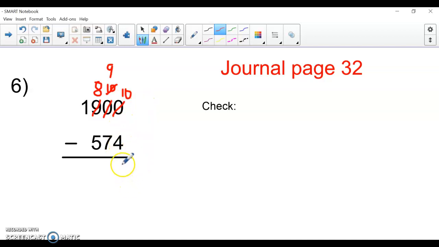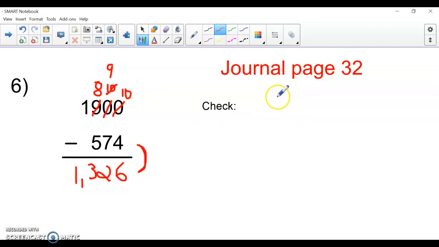10 minus 4, that's 6. 9 minus 7 is 2. 8 minus 5 is 3. And 1 minus nothing is still 1. So I have 1,326. Now we got to make sure that we do our check. So if we take these two numbers right here, our answer and our next number, we should be able to add them together in order to get our largest total, 1,900. If they match, if we get 1,900, we can be sure that we are correct.